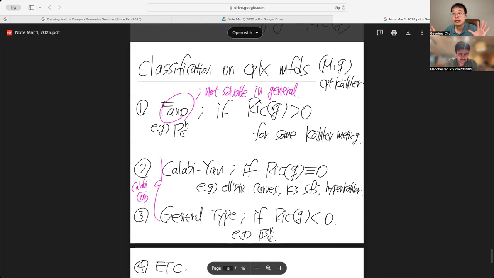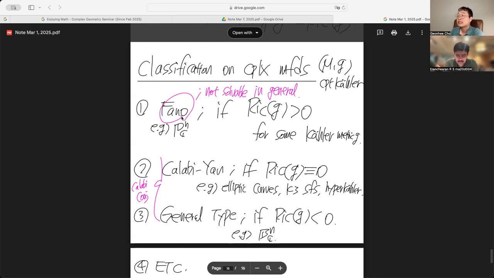That's the only reason, in my opinion. There should be problems that we can also work on, rather than the canonical line bundle case. But this is a general definition of the Fano, Calabi-Yau, and general type. Number two, for the Fano case, we in general do not know how to find it.